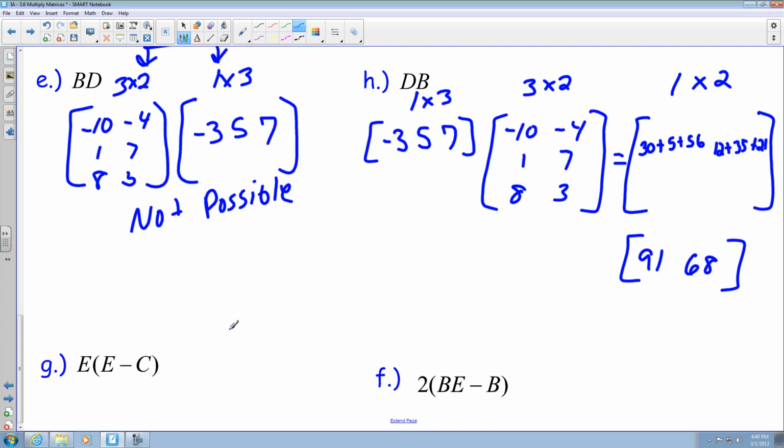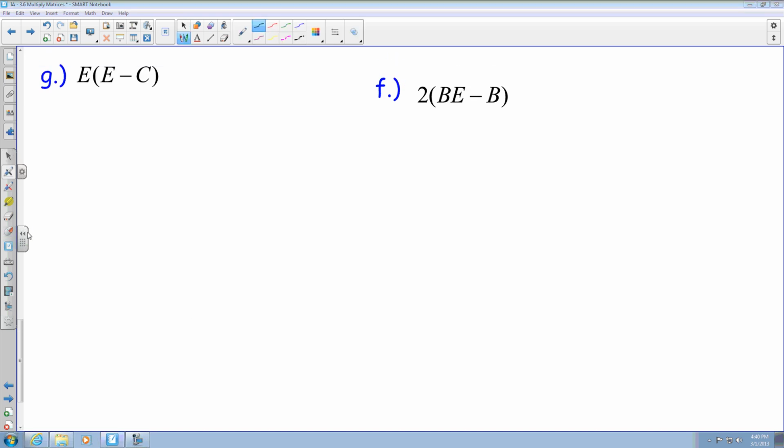So now, here, I want to get some more room. The last two have some parentheses involved, so again, order of operation is important. What I would suggest is to subtract the two matrices that are in the parentheses and then multiply the product.